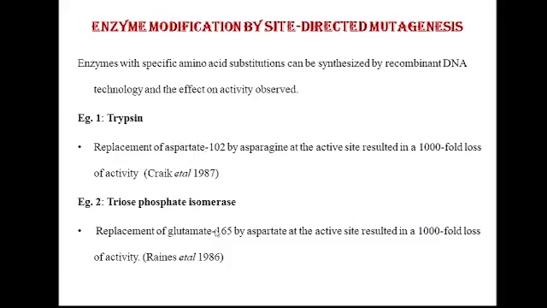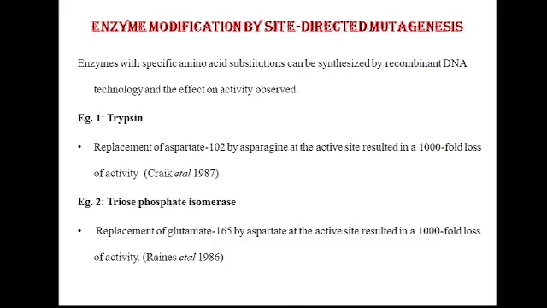Similarly, in the second experiment, which was done by Raines and his associates in 1986 with triose phosphate isomerase, they replaced glutamate at the 165th position by aspartate. And this also similarly resulted in about 1000 times less activity of the enzyme, by way of which we can conclude that glutamate at the 165th position is present at the active site and is contributing to the activity of triose phosphate isomerase.